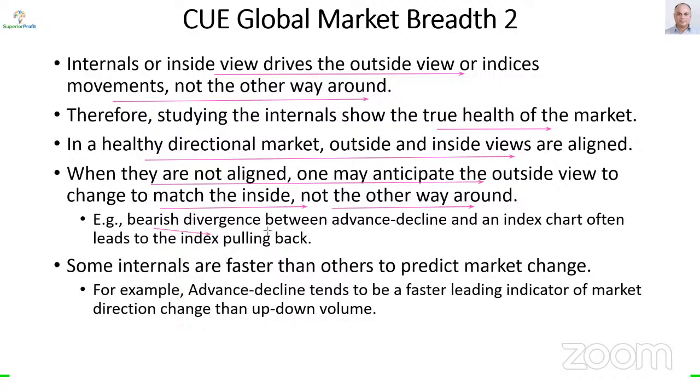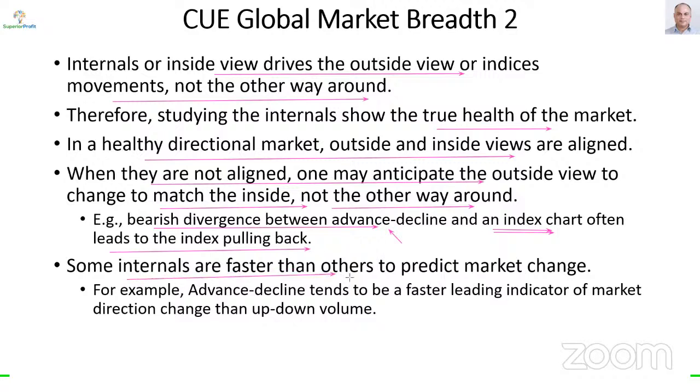For example, bearish divergence between advanced decline and an index. Advanced decline is an internal. It is then aggregated on an index, let's say NYSE index. If we have bearish divergence between advanced decline and the index chart, it will most likely lead to the index pulling back. The index will not change the advanced decline. It is the other way around.